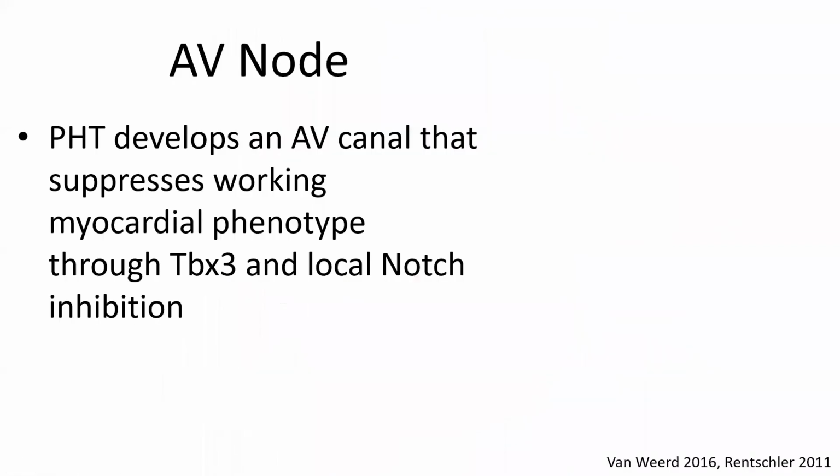But what I can share is that the AV node itself forms from this ring of tissue called the AV canal. And in this canal, it suppresses the myocardial phenotype through T-box3 and local notch inhibition. So a couple of experiments I want to show you that inhibit notch further or promote notch to see different changes in the AV node.